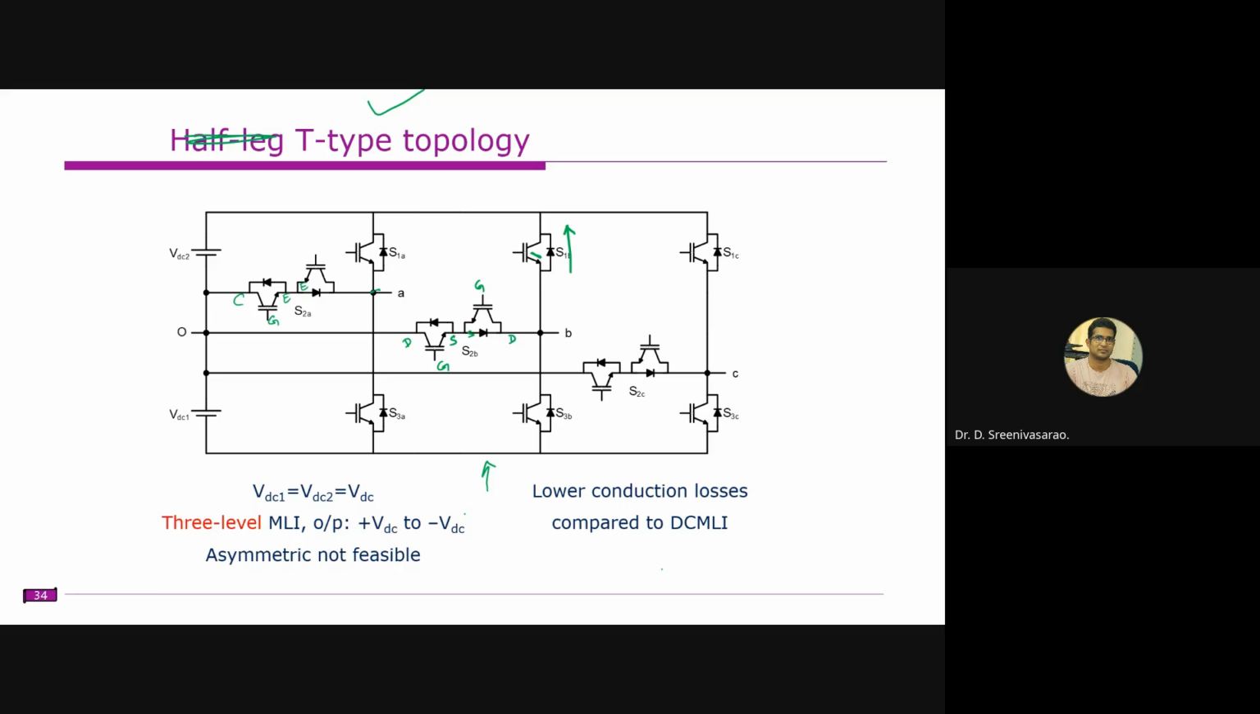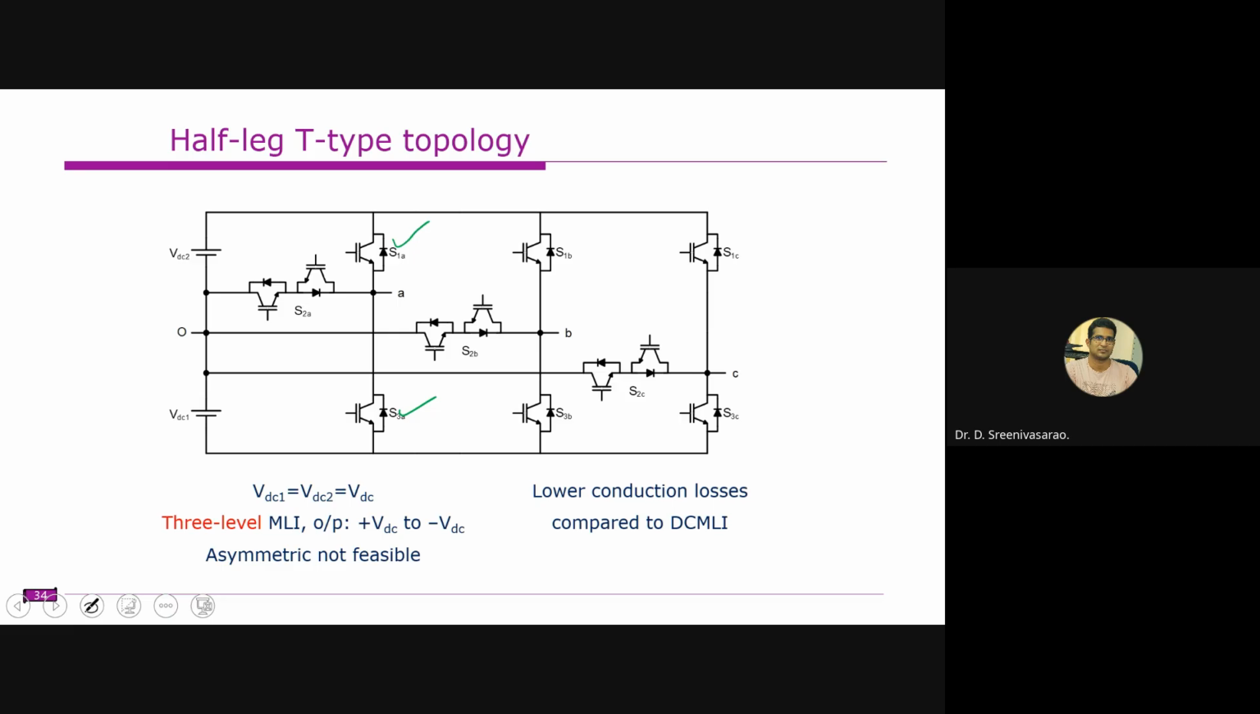So why do we prefer the common emitter? Because with a common emitter, one gate driver circuit is sufficient. The gate pulse is given between the gate and the emitter, so if you combine these two emitters, we can give a common pulse with a common gate driver circuit. If you connect a common collector configuration, in that case you need isolated gate drivers for each device in this group.